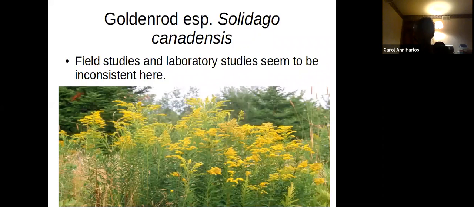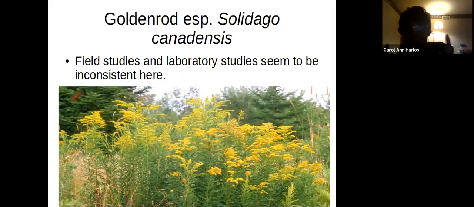Goldenrod. This is the plant that really got me interested in this subject. At the time I visited Cornell, I knew we were looking at Solidago canadensis, but I've done a lot of reading on this, and the studies are inconsistent. This is not a really easy thing to study because you have to find the substances. How are they given off? How can we collect them? How can we treat other plants? It's very common now.